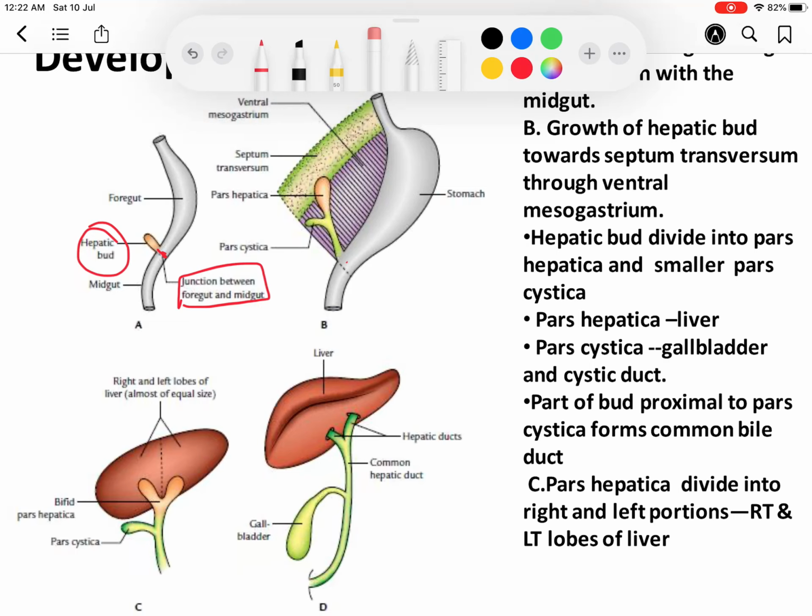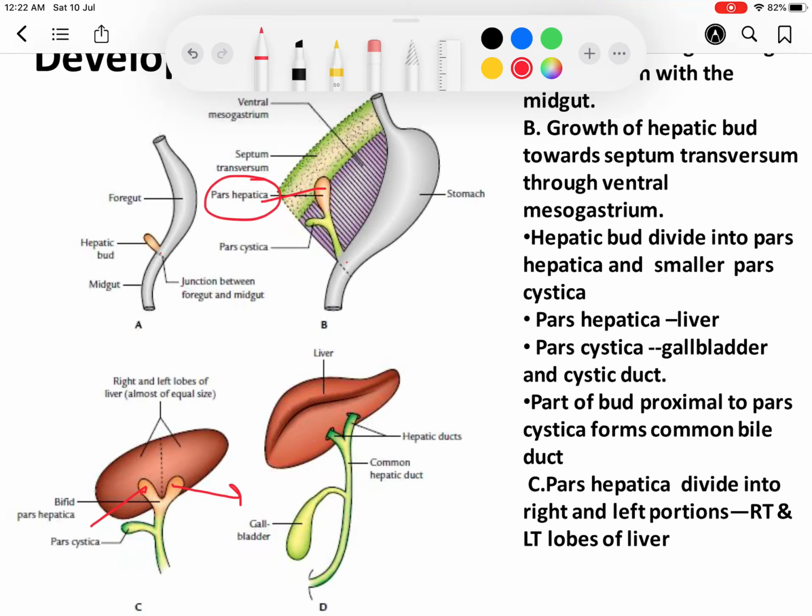Now this hepatic bud will divide into two parts. Here you can see the hepatic bud dividing into two parts: pars hepatica, which is the larger part, and a smaller part called pars cystica. This pars cystica, the lower and smaller part, will form the gallbladder and the cystic duct, and the larger part, pars hepatica, will form the liver.